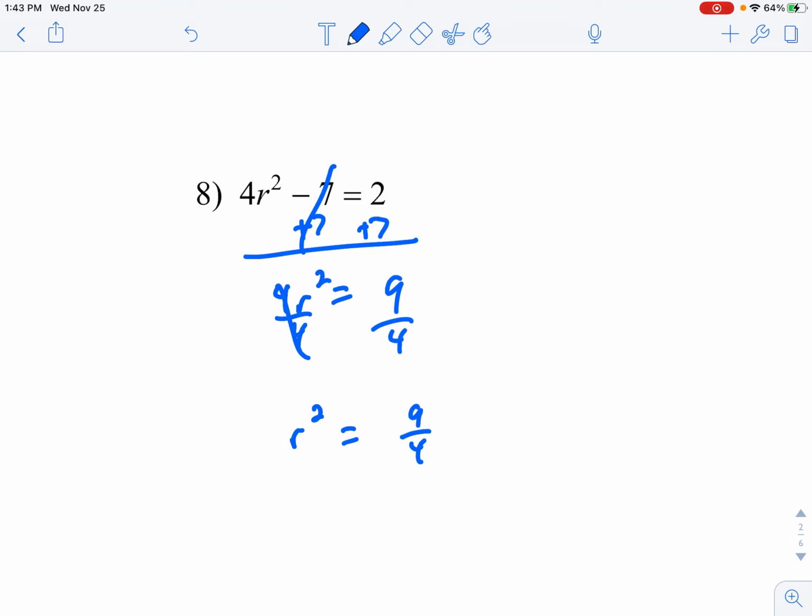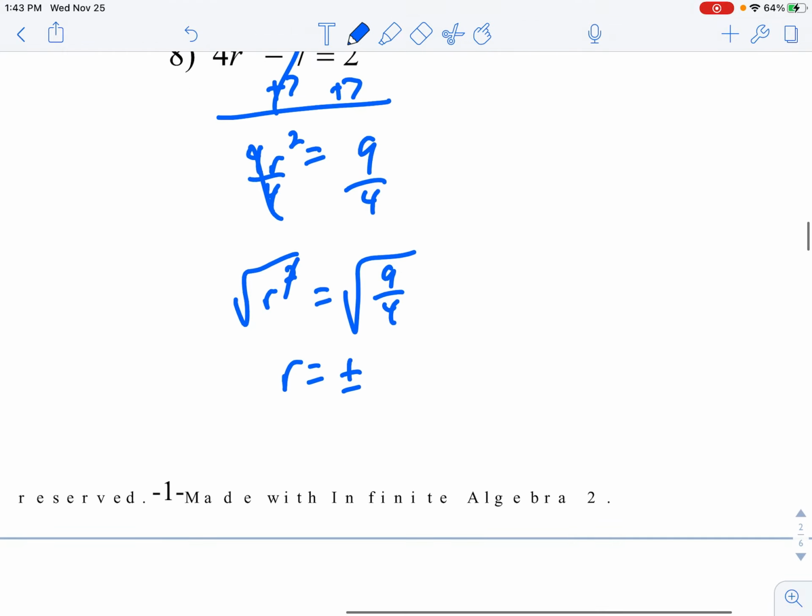That's fine. Leave it a fraction. Simply square root both sides to cancel out the square. Put a plus minus down. That needs to be automatic. As you do the square root property, you need to get really familiar and comfortable with writing plus minus down at this point. And then do the square root. Square root of 9 is 3 over the square root of 4, which is 2. So our answer is 3/2 and -3/2.